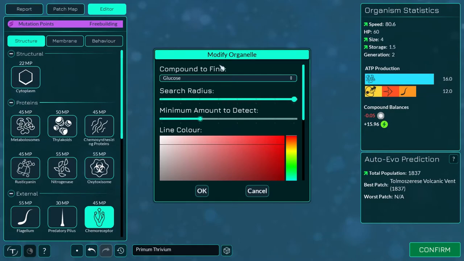And you usually want to have settings like this: search radius maximum, so you can find glucose far away, and detect minimum amount, where it's about this, so you're not looking for the tiniest bit of glucose that's not going to help you at all, but still allowing it to detect somewhat small amounts that will be useful.